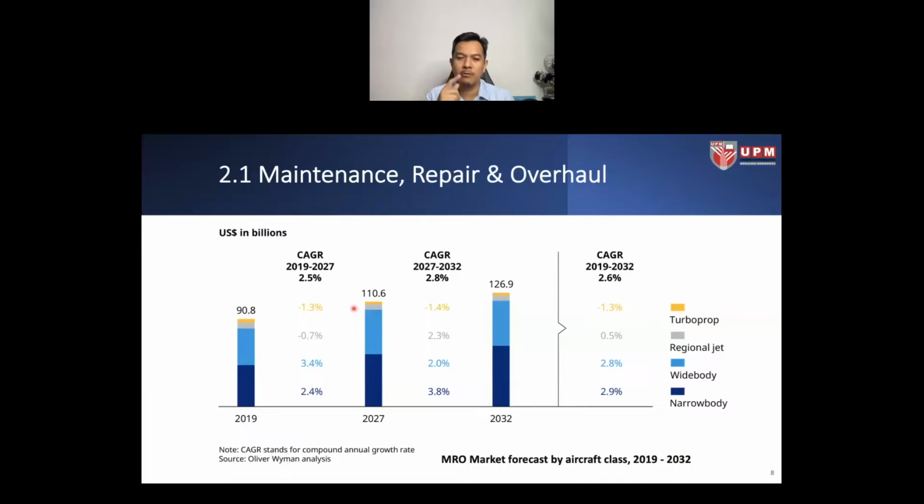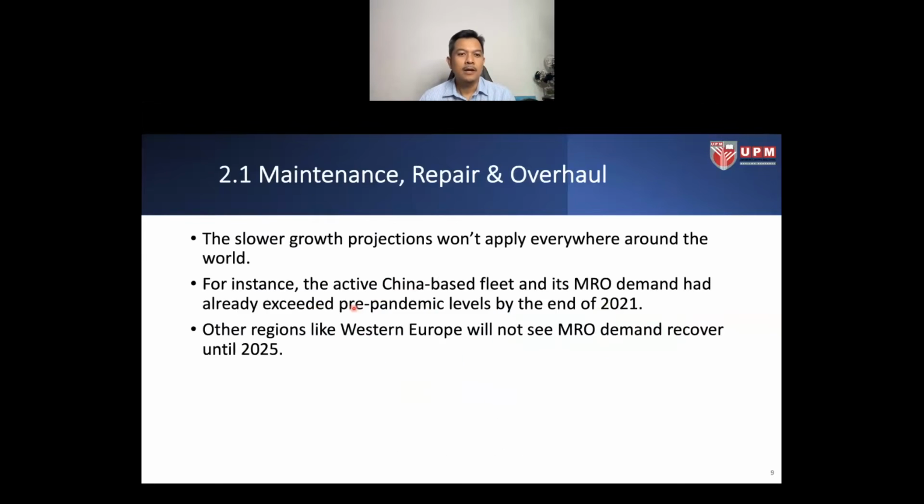So later on, when we discuss the assignment, you will be given the task individually, right? To look into each country's performance in terms of the market share. The slower growth projection won't apply everywhere around the world, because of different situations, different economic support, different incentives being provided by the government of each country, that attract the activities of MRO.